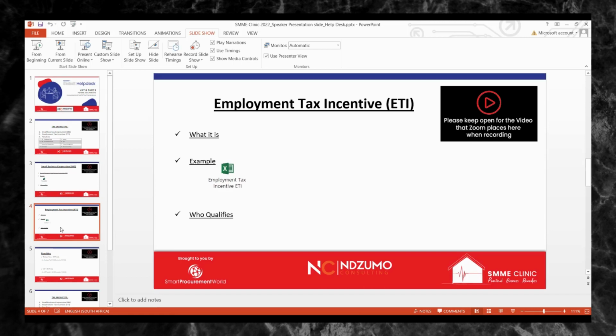For the employees, it must be employees that are South African between the ages of 18 and 29, earning a salary of between 2,000 and 6,500 rand each month. An example.